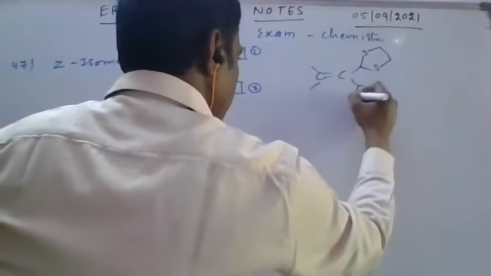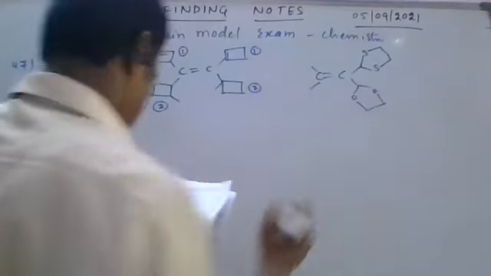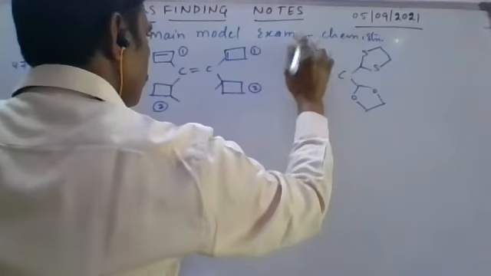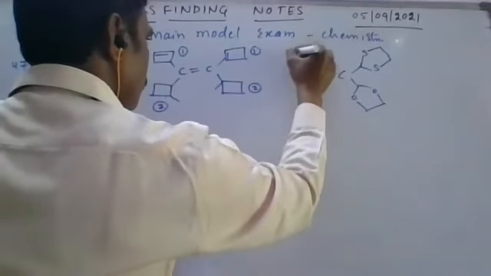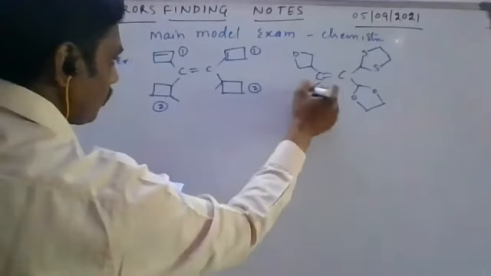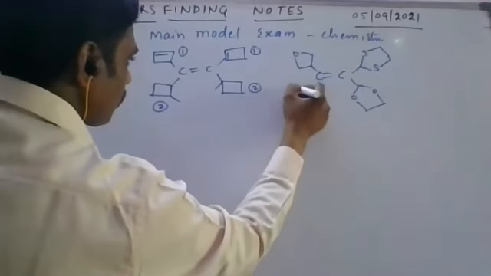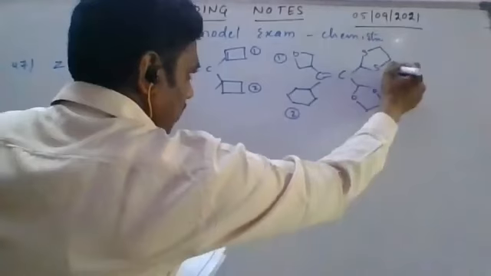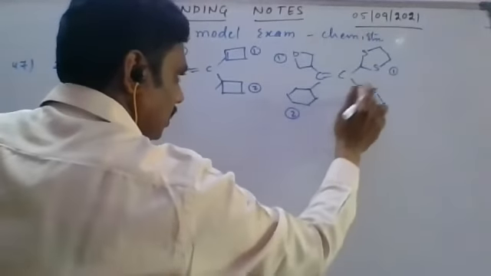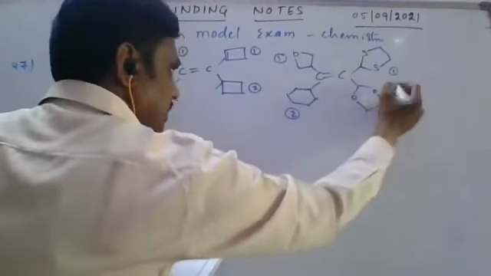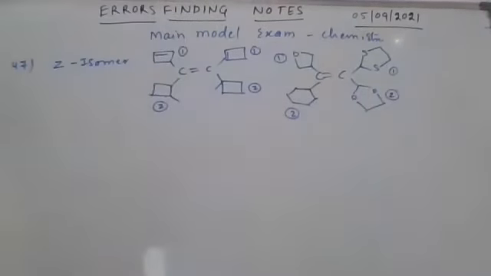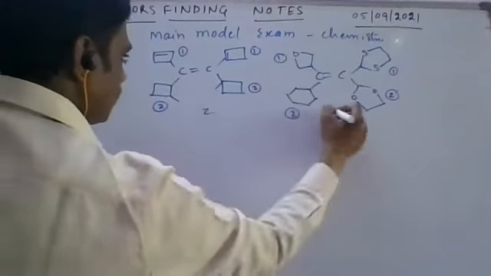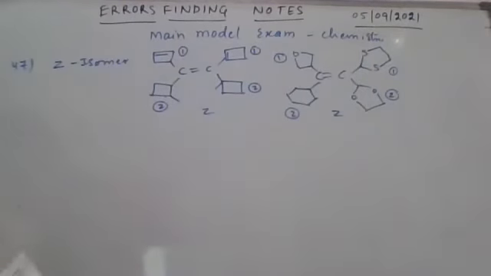Here the second one: sulfur atom and oxygen atom. Here first priority, second priority. Sulfur has more atomic number, oxygen has less atomic number. So sulfur is first priority, oxygen second priority. Here both are Z isomers.